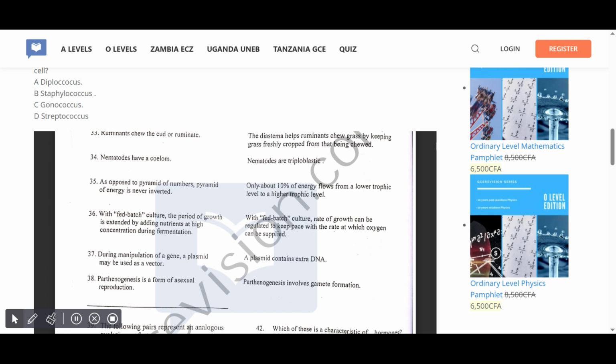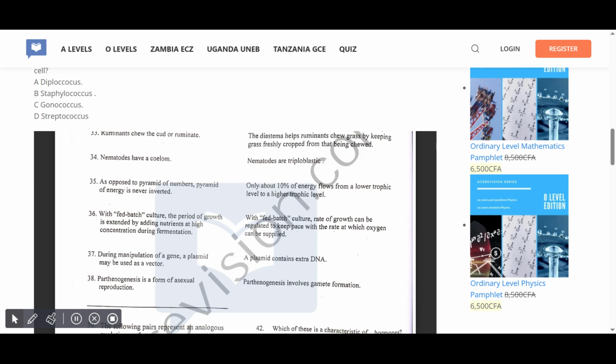Question 34. Nematodes have a coelom. Statement 2. Nematodes are triploblastic. The answer is D.